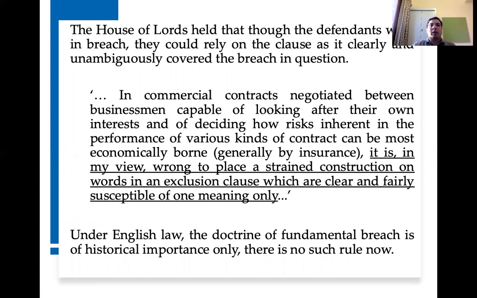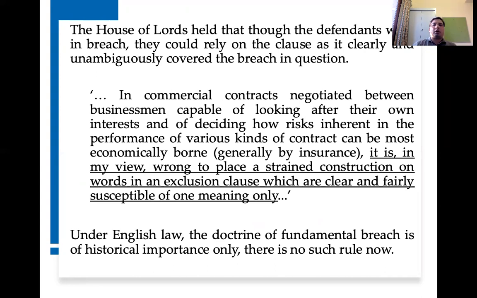It was held that in commercial contracts negotiated between businessmen capable of looking after their own interests and of deciding how risks inherent in the performance of various kinds of contract can be most economically borne, generally by insurance, it is, in my view, wrong to place a constrained construction on words in an exclusion clause which are clear and fairly susceptible of one meaning only.